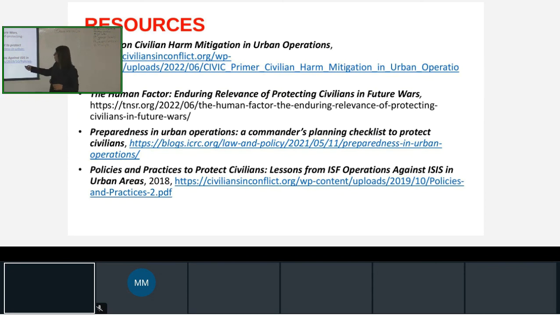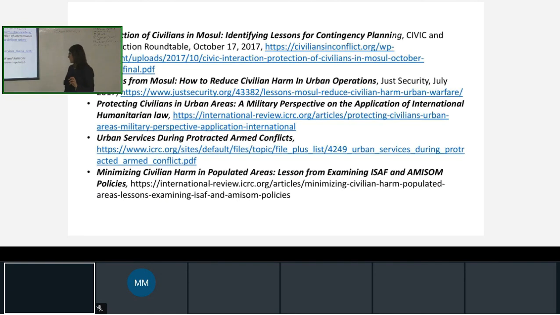And then this report here is looking at how the Iraqi forces fought against ISIS in urban areas. So it's really interesting to look at a non-Western military, some of the good practices and policies they had, and the gaps. There's a section on some positive aspects of the coalition training, but also gaps. And then some other reports that could be useful. So, questions, comments?